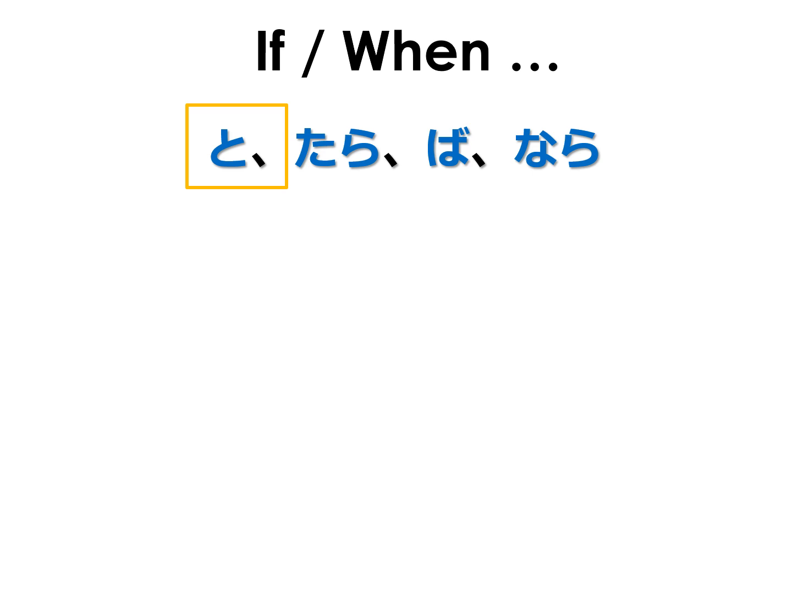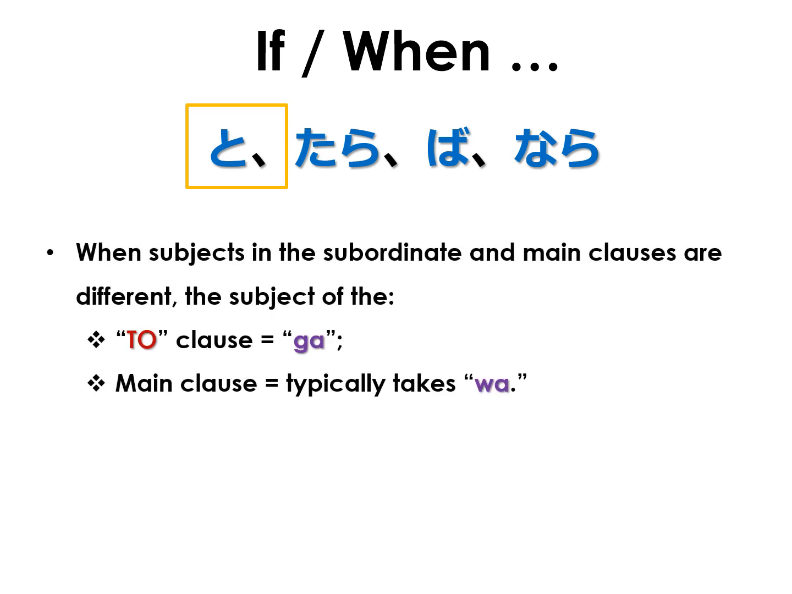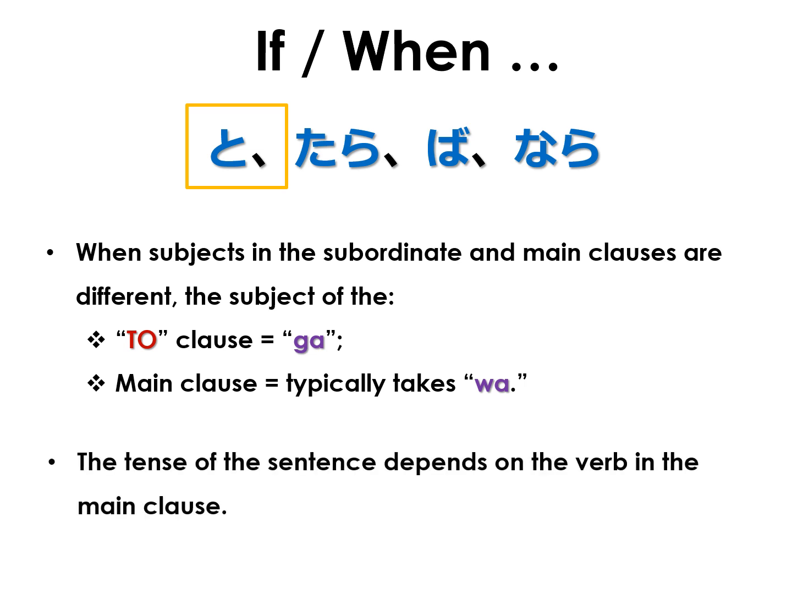Now just a short reminder that the subject of subordinate clauses frequently take the subject particle ga, and the main clause subject typically takes the topic particle wa, and that the tense of the verb in the main clause is what determines the tense of the whole sentence, and not the tense of the verb in the to subordinate clause.